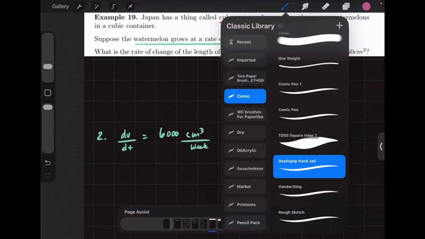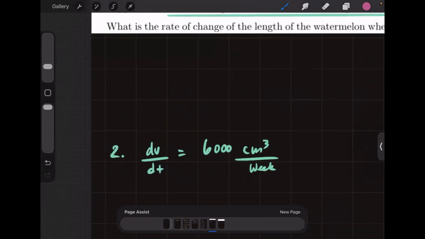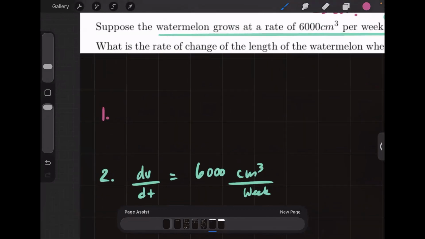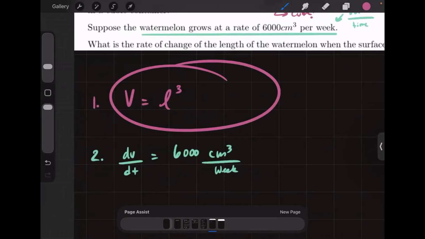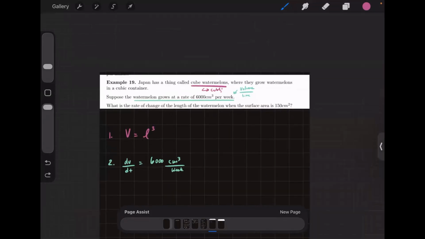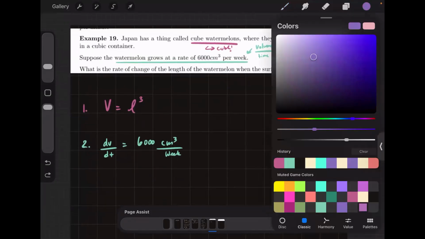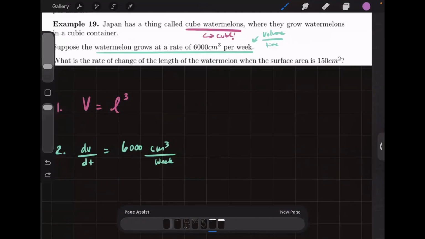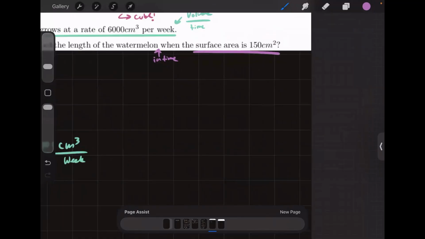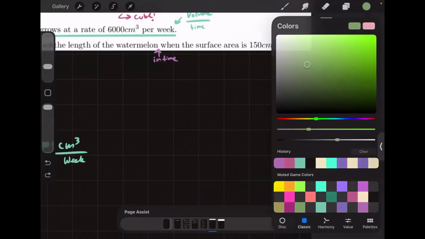And firstly, we know the watermelon is a cube, so the volume is equal to length cubed. If you don't know why this works, please review your geometry. Third, let's read that third line together. The rate of change of the length of the watermelon in terms of time, when the surface area is 150. That's important.